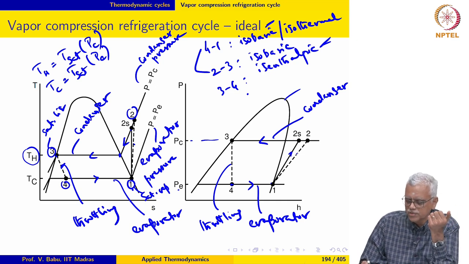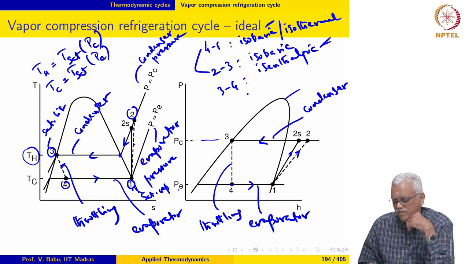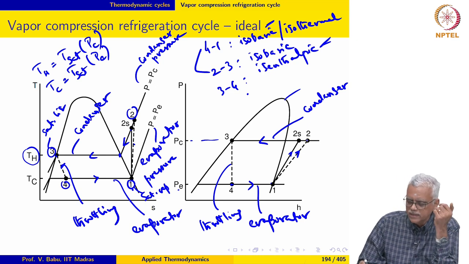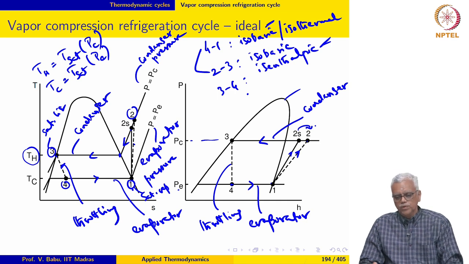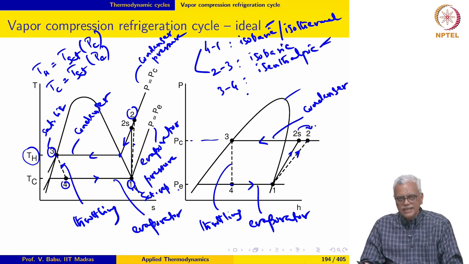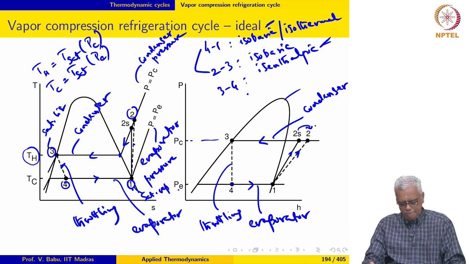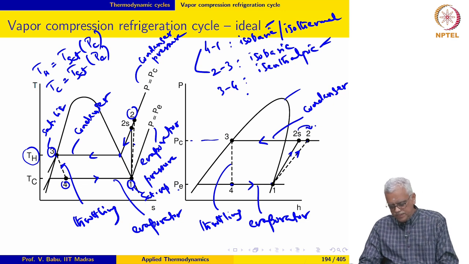In case the process actually has internal irreversibilities, still adiabatic, then the state point shifts from 2s to 2. So the pH coordinates are just as useful as the TS coordinates in depicting the process, and are very widely used in the refrigeration community. But in this course, we will stay with the TS diagram. So this is an ideal vapor compression refrigeration cycle.